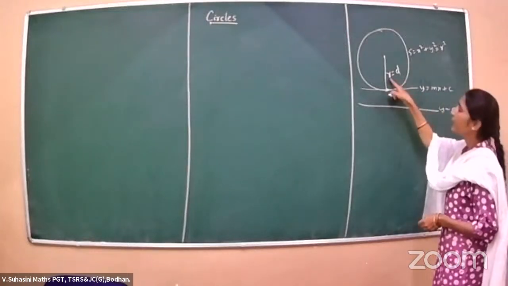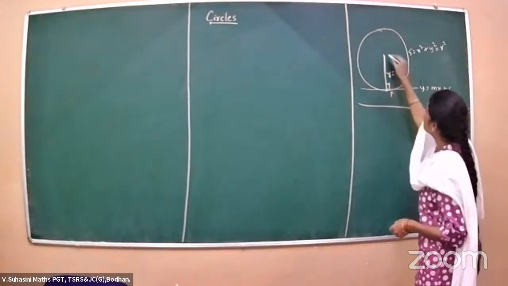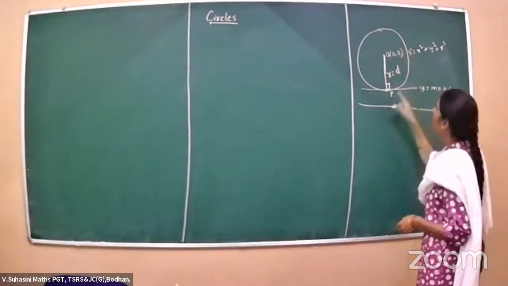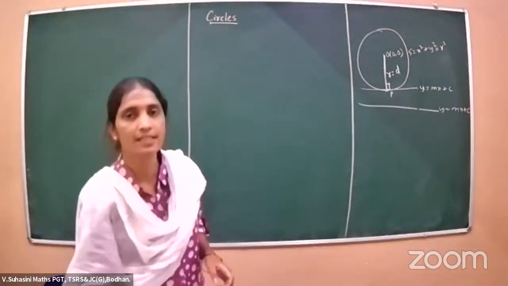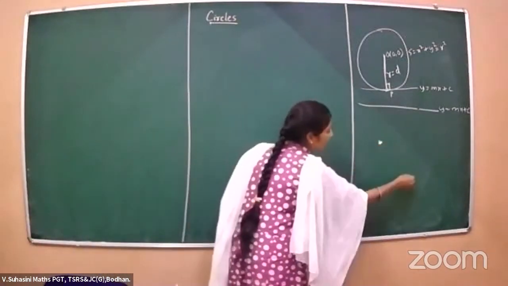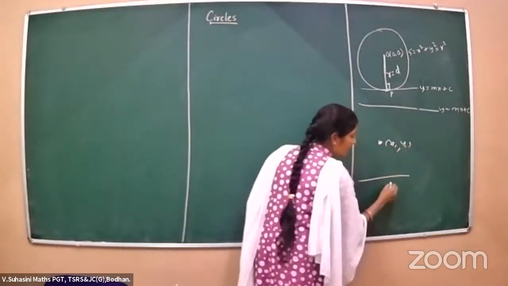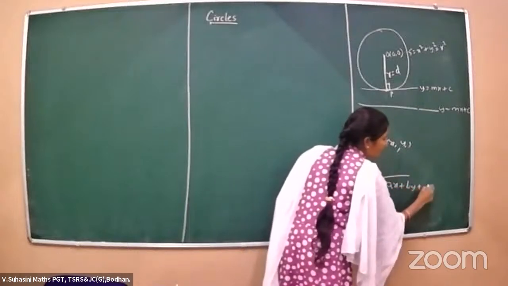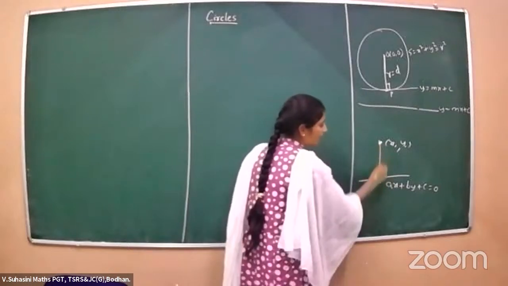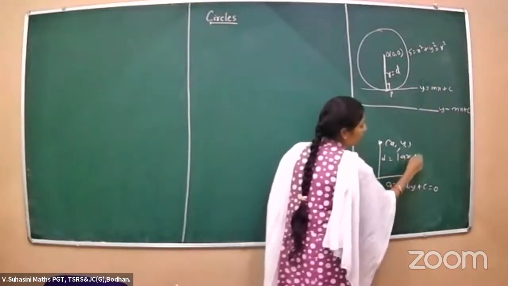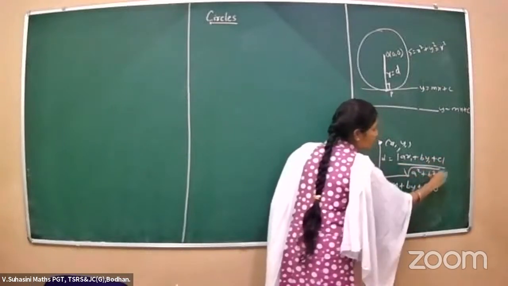What is r here? Radius. What is d? d is the perpendicular distance from the center of the circle to the line. What is d, children? d is very important here. d is the distance between a point and the line. What is the point? (x1, y1). What is the line in the general form of a straight line? ax plus by plus c is equal to 0. Then how can we find the distance between a point and line? d is equal to mod of ax1 plus by1 plus c by root a square plus b square.